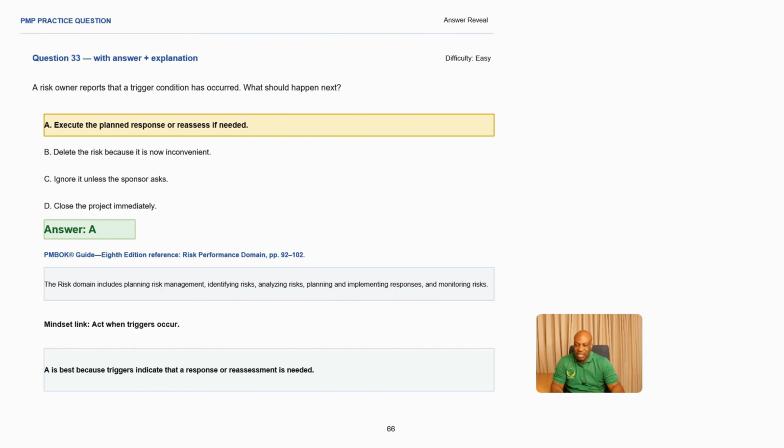So the best answer here is A, which is you need to execute the planned response. So when you create your risk register, you are also putting the risk responses. All right. So what is our reference here? Is risk performance domain, which is on page 92. All right. And what is the mindset that we're applying here? Act when trigger occurs. So when you capture your risk, you are also capturing the responses. So if it materializes that risk, it means you now have to apply the risk responses, making A the best answer, because the trigger indicates that a risk response or assessment is now needed. So A is the best answer in this scenario.